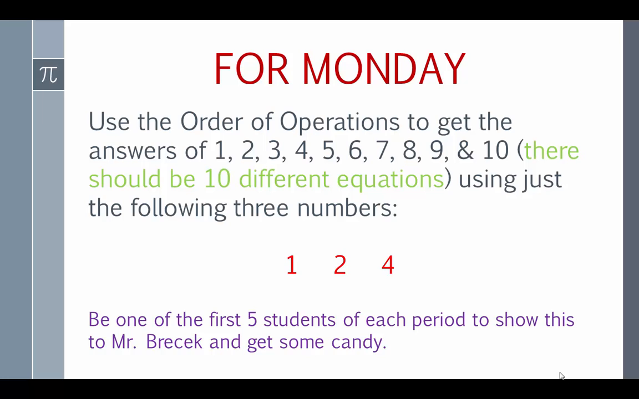For Monday, we want you to use the order of operations to get the answers of 1, 2, 3, 4, 5, 6, 7, 8, 9, and 10 using the numbers 1, 2, and 4. So again, you're going to use just the numbers 1, 2, and 4. You can add them, subtract them, multiply them, divide them, use parentheses and exponents to help you get to each of the solutions. But you should have 10 different equations using just those 3 numbers that get you to those solutions of 1 through 10.